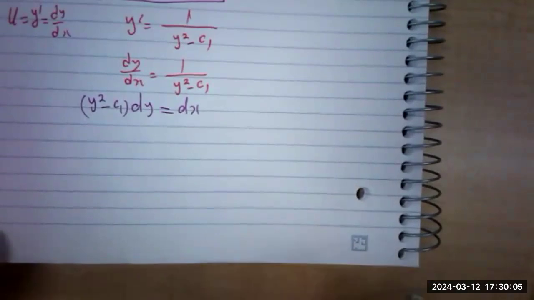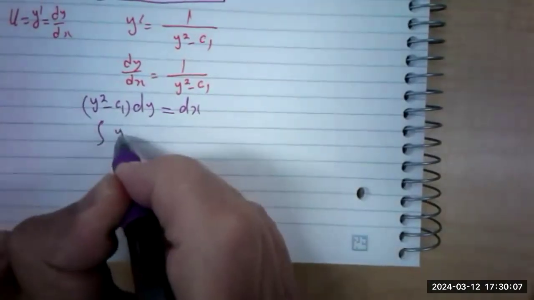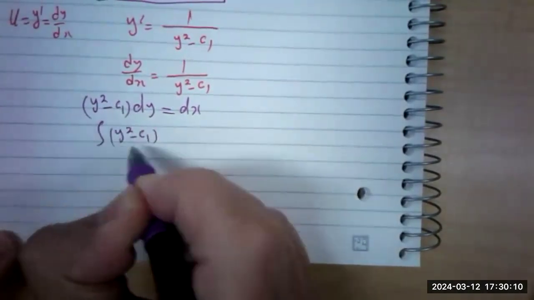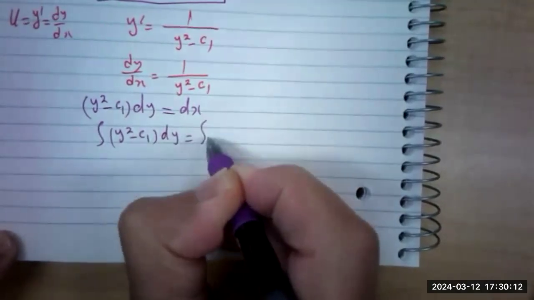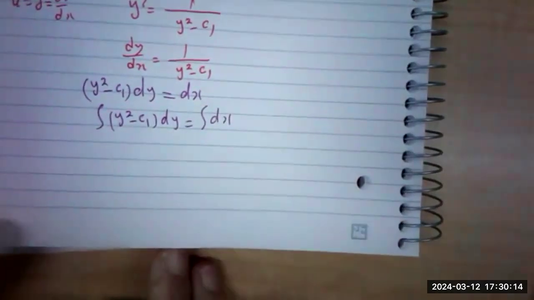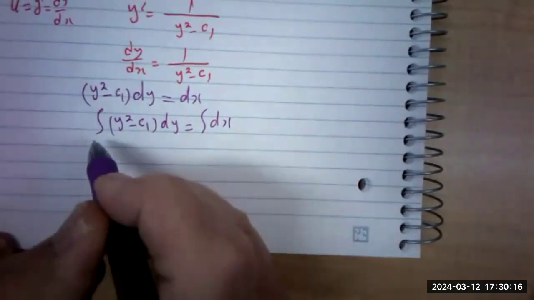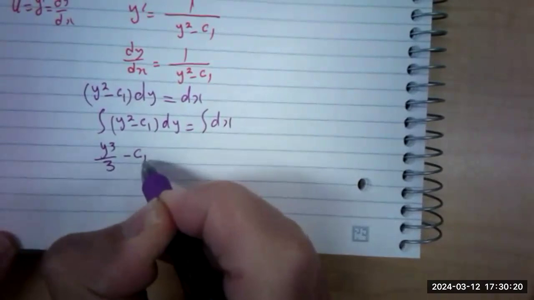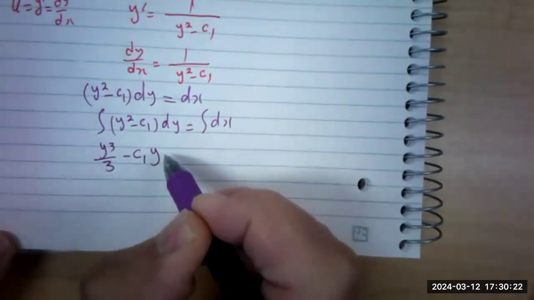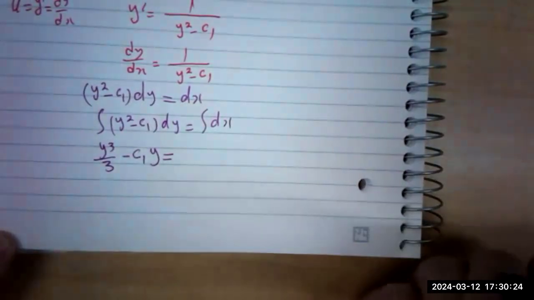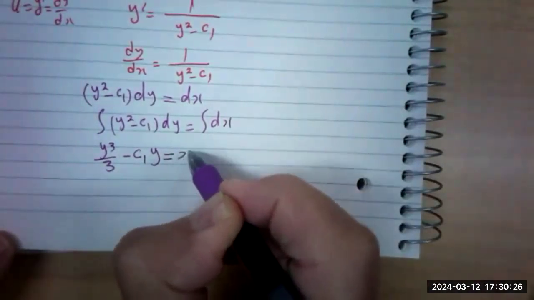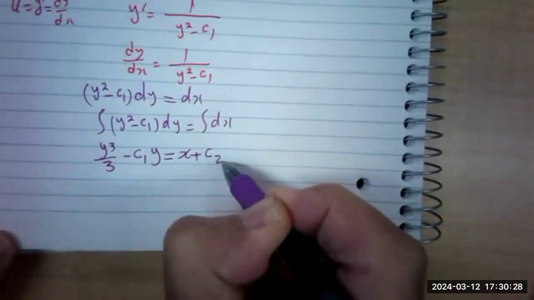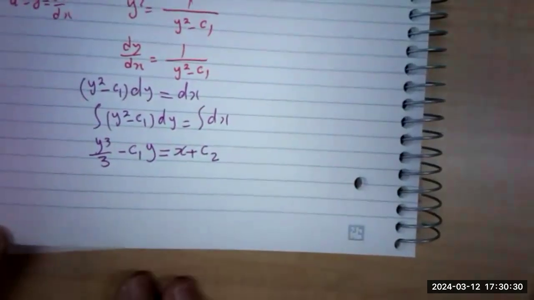Now that's a separable variable. Integrate y squared minus c1 dy. This is the integral of a dx. With respect to y, that gives y cubed over 3 minus c1 y equal to x. You can add the c2, as I added to the other part. You can add it to the first part, it doesn't matter.